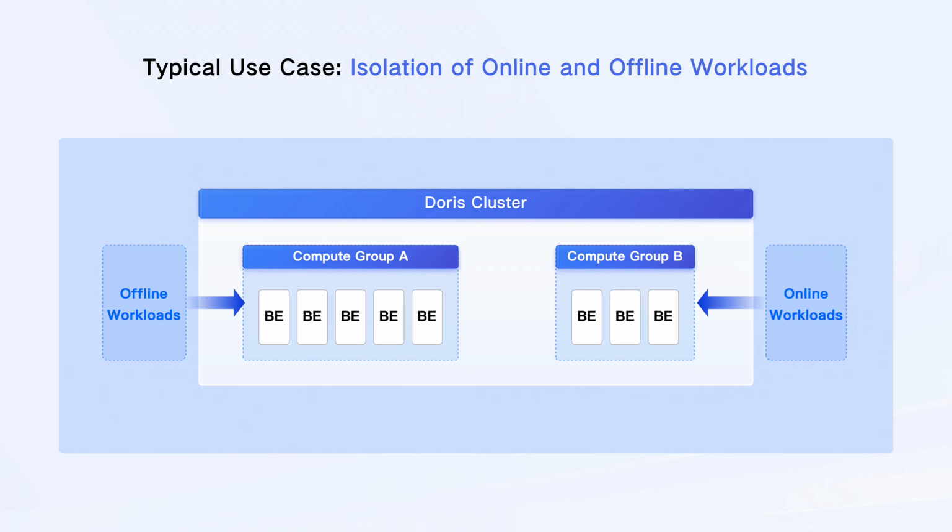The next one is about isolating online and offline workloads. For example, you have offline tasks like heavy data processing or batch jobs, and you have online workloads such as the high concurrency queries or real-time dashboards where every millisecond counts. Then you might want to isolate them.